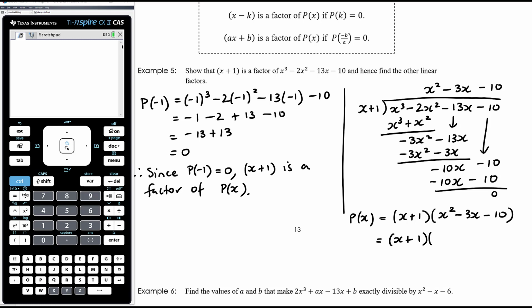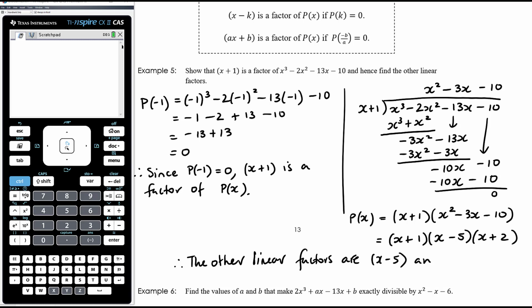So factors of negative 10 that add up to negative 3 is x minus 5 and x plus 2. So therefore, the other linear factors are x plus, oh no, we've already got x plus 1, x minus 5 and x plus 2.